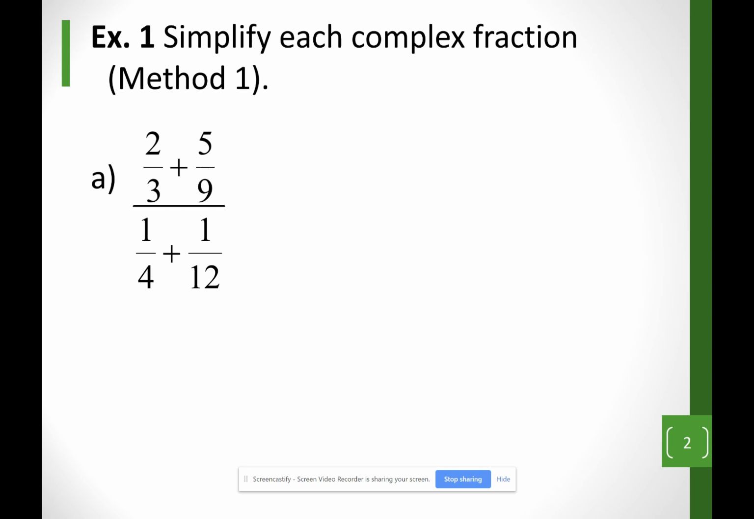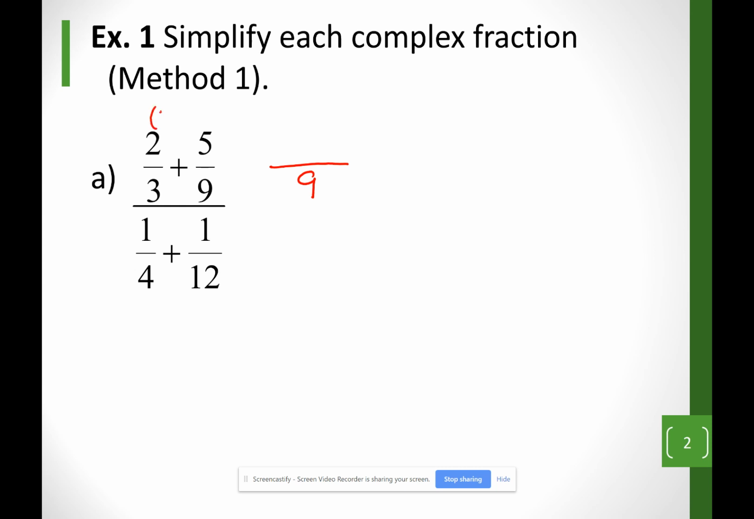The first thing I'm going to be doing is looking at the two fractions on the top. I'm going to make it into just one fraction. I need a common denominator to add. So I'm going to convert them into 9. The least common denominator is 9. I'm not going to do anything to my second fraction. So again, my least common denominator is 9. I'm not doing anything to the 5 over 9.